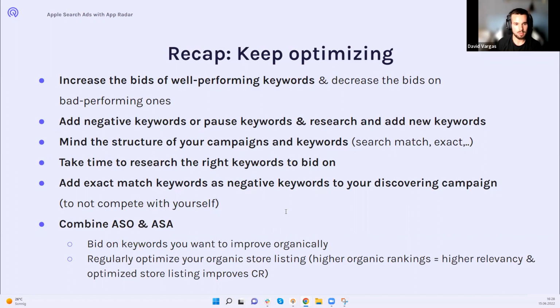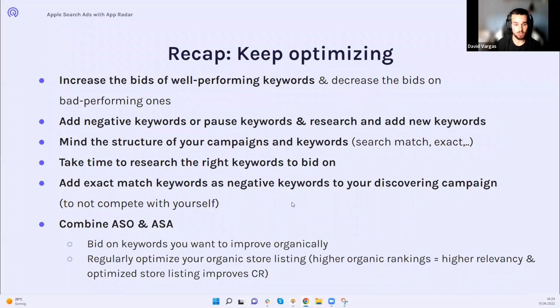Then it's time to research new keywords, obviously with ASO tools like AppRadar or others. Also looking at the competitors to see if you are missing some important keywords. Here, the ASO tools are also very useful because they allow us to discover new keywords. And then obviously avoid the overspending of the exact keywords, adding them as negatives in the discovery campaign.